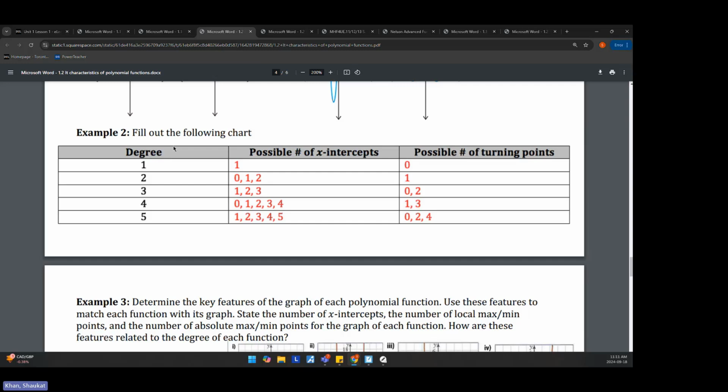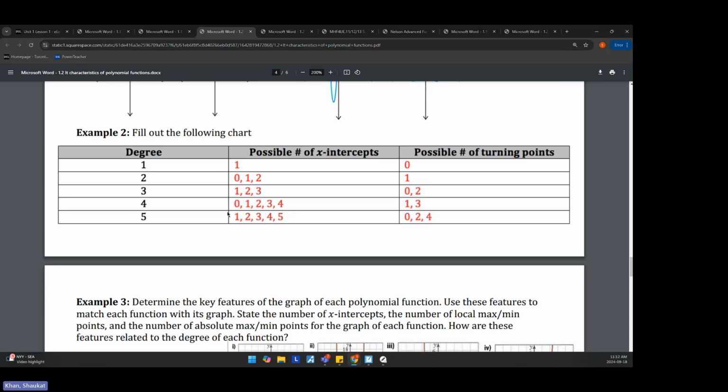So here we have a degree of 1. If you have a degree of 1, possible x-intercepts, remember, is just 1. It's equal to n. And the possible number of turning points is n minus 1, so 0. For a degree of 2, 0, 1, or 2 possible x-intercepts, and the possible number of turning points is 1. If you have a degree of 3, for odd degree you have to have a minimum of 1 x-intercept. You cannot have 0 here, so it has to be 1, 2, 3. And the possible number of turning points is 0 or 2. Remember, you can only have even numbers.